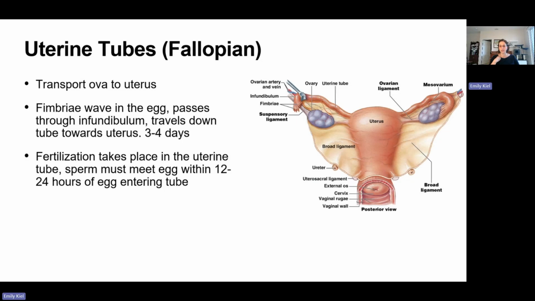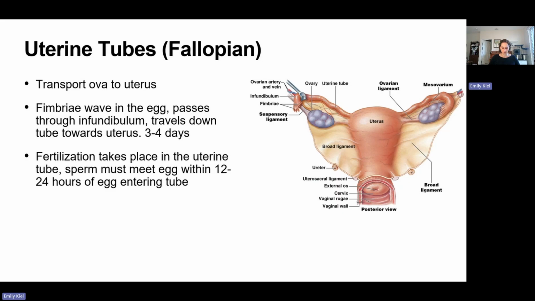So these fimbriae are going to wave the egg into that uterine tube through the infundibulum, and they're going to travel towards the uterus. It takes about 3 to 4 days, so it's not an immediate process. This is where the concerns for ectopic pregnancies occur, because there's not always a direct connection, and so there is the risk that potentially an egg could end up where we don't want it ideally. But the fimbriae are what's going to allow it to enter these uterine tubes.